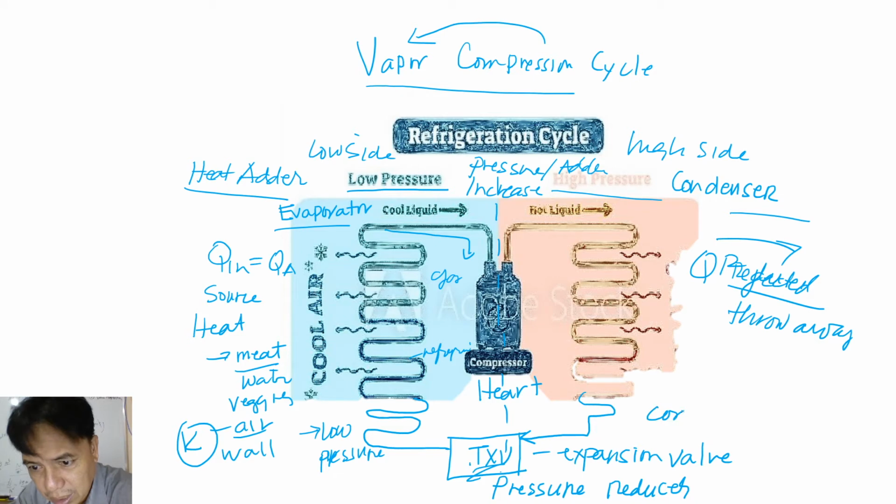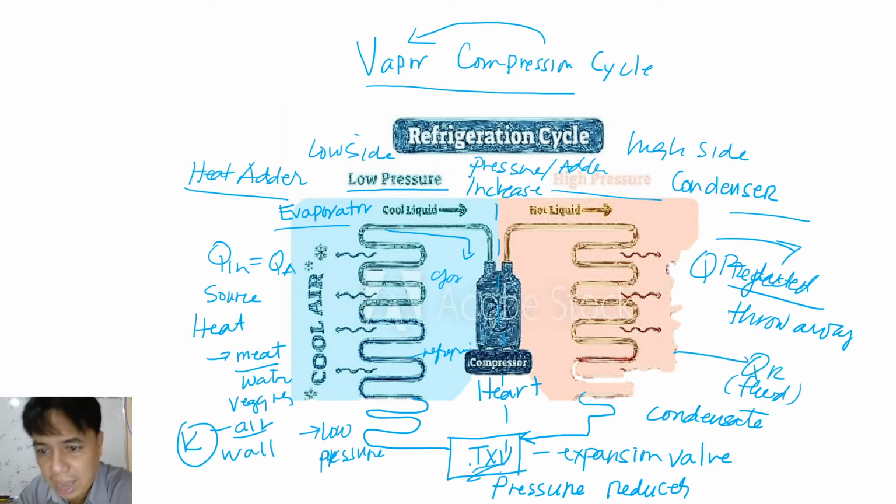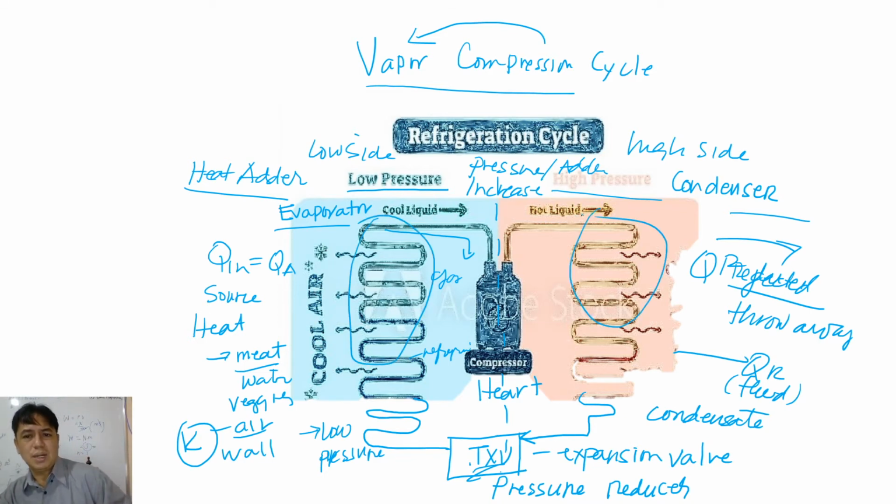Somewhere here it will become condensate, right? Or fluid form. Why? Because the heat was rejected to the atmosphere because of the heat exchange. Why heat exchanger? Let me emphasize, there are two heat exchangers, this one and this one. Heat exchanger means they are exchanging heat. Therefore, the minimum medium is two. Now there should be two media. One is the refrigerant and the other is the air.